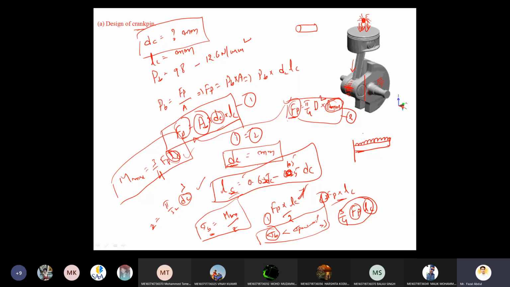then what we have to do again is take another value of DC, substitute the DC value here and get the LC value, substitute in these equations and get the sigma B value, and check whether it is a safe condition or not.